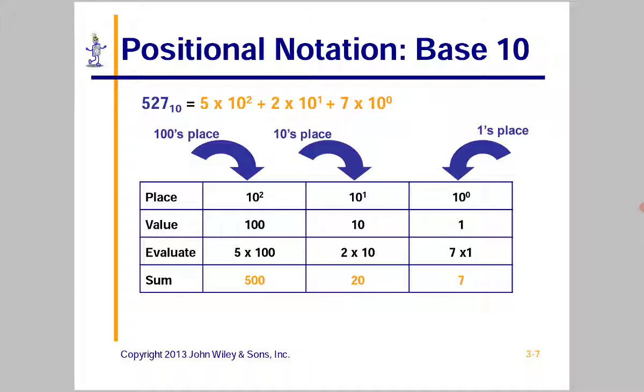This type of calculation is called positional notation. 10 power 0 means 1, 10 power 1 means 10, and 10 square means 100. So 500 plus 20 plus 7 is 527. This is the explanation of using positional notation: place, value, evaluate and sum. This is called positional notation of base 10.